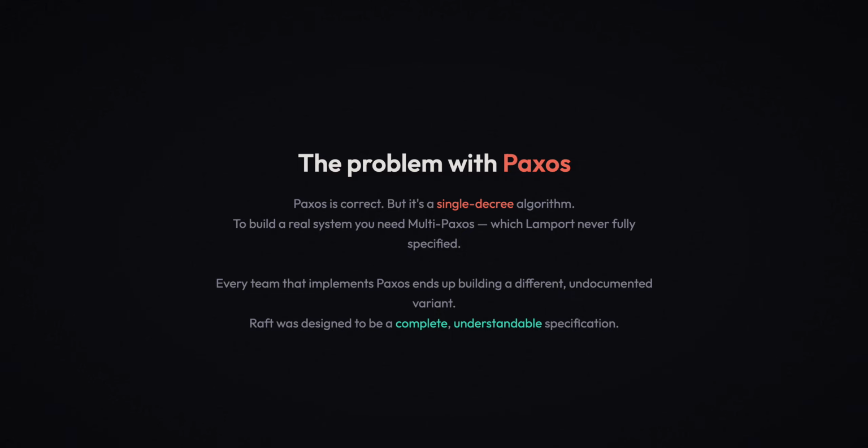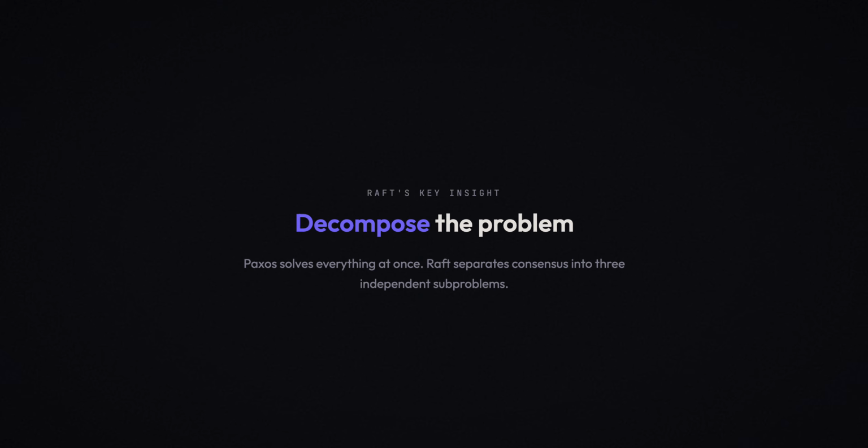It's a complete formal specification that covers everything you need: leader election, log replication, safety, and even membership changes. Raft's key insight is decomposition. Instead of solving everything at once like Paxos does, Raft separates consensus into three independent subproblems. This is a software engineering insight as much as a distributed systems one. When you decompose a hard problem into simpler pieces, each piece becomes easier to understand, implement, and verify.